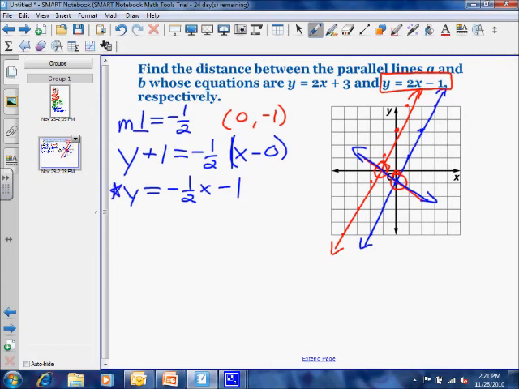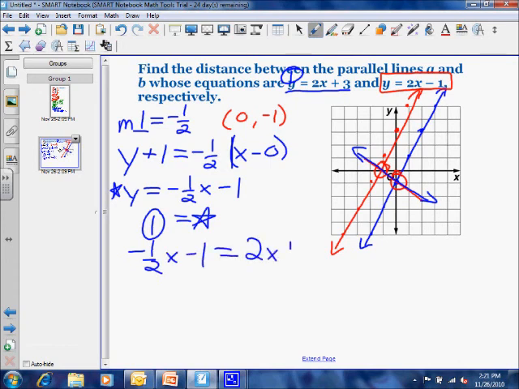Now that I have equation star, the next step is to take the starred equation and set it equal to the equation that I did not use for the ordered pair in the beginning. So that would be the second one here. I'm going to call that equation number 1, and I'm going to take 1 and set it equal to star. So I have -1/2 x - 1 equal to 2x + 3.